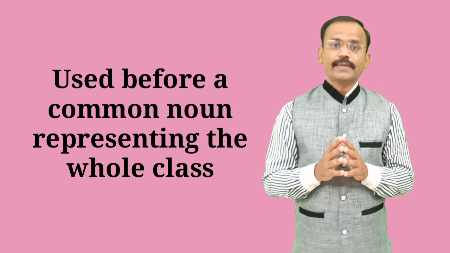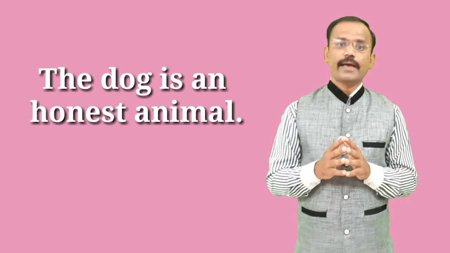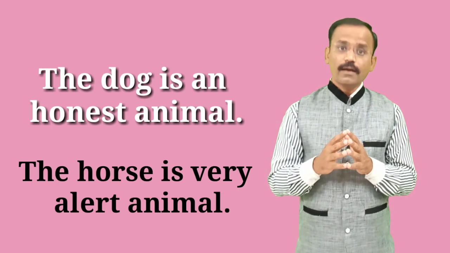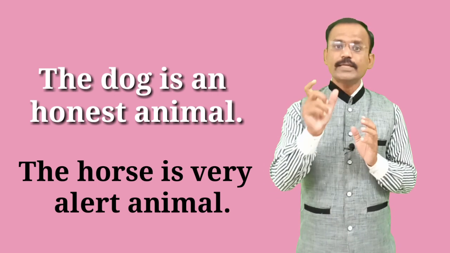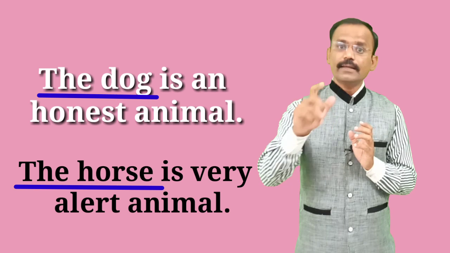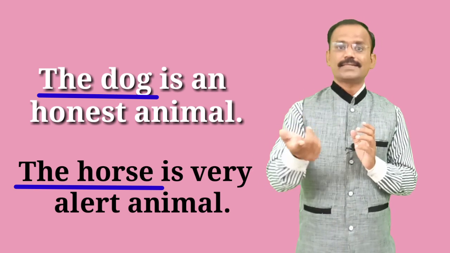For example, the dog is an honest animal. The horse is a very alert animal. In these two examples, the dog and the horse represent their category, their class, and therefore the is used before their nouns, before their common names.